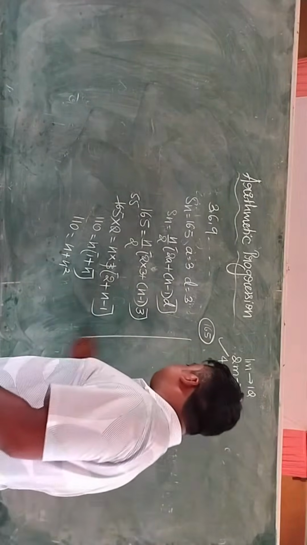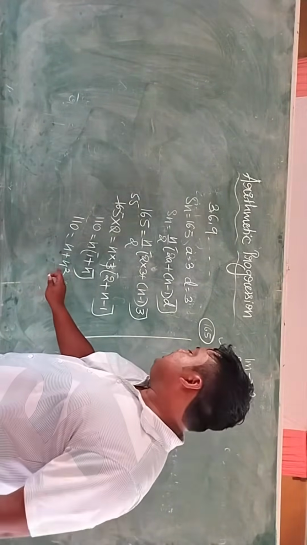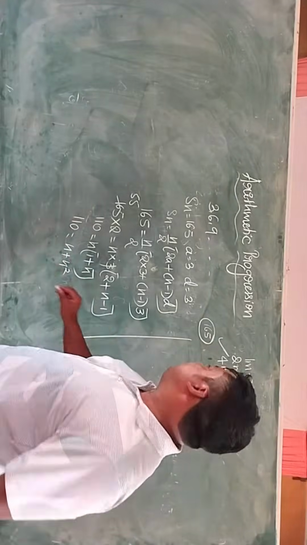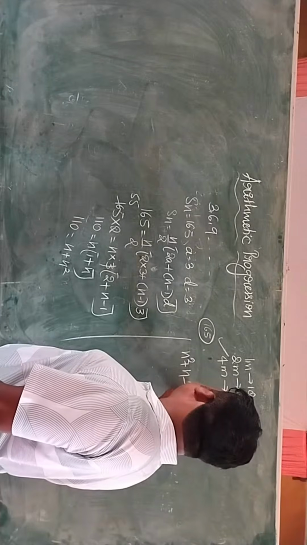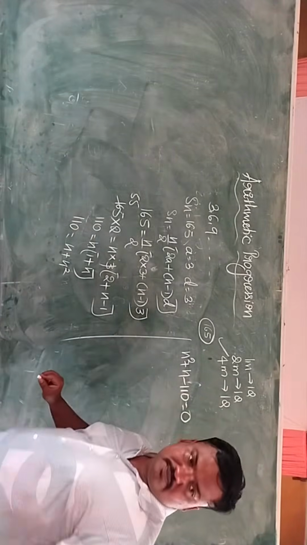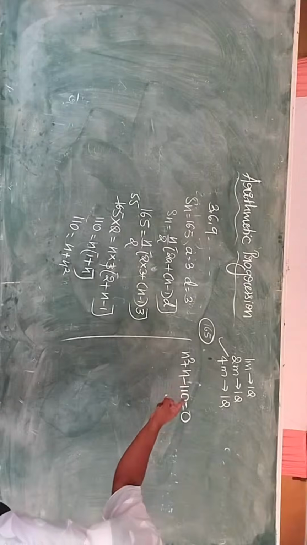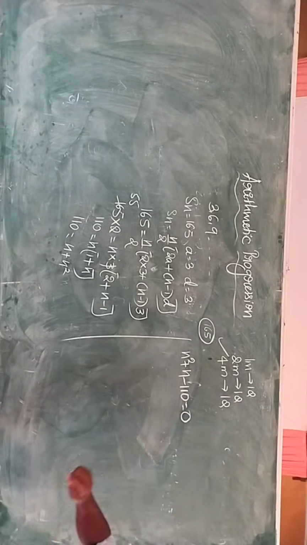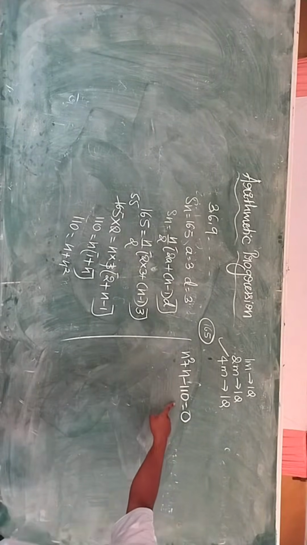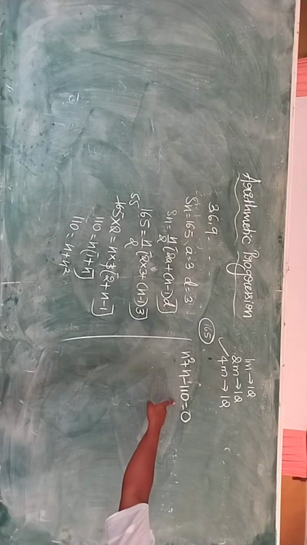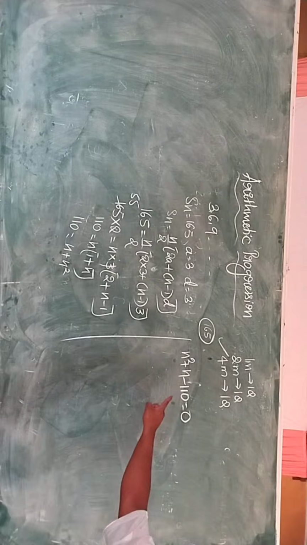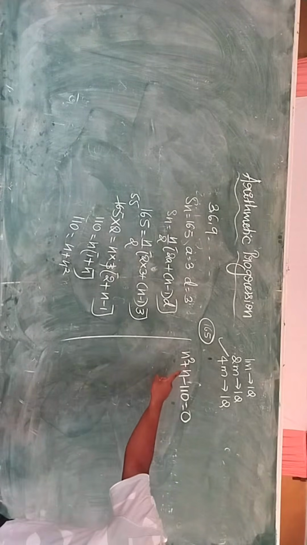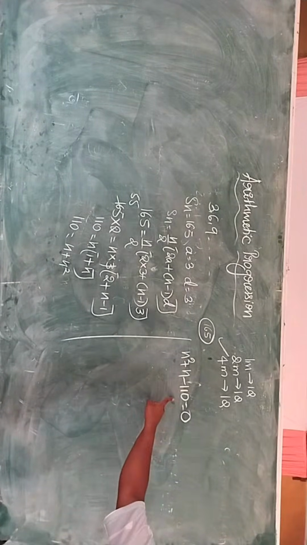This 110 we can take to the right hand side, or n square plus n we can take to the left hand side. It becomes n square plus n minus 110 is equal to 0. Am I right? This equation looks like a quadratic equation in the form of ax square plus bx plus c is equal to 0. Here a is 1, b is 1 and c is 110.